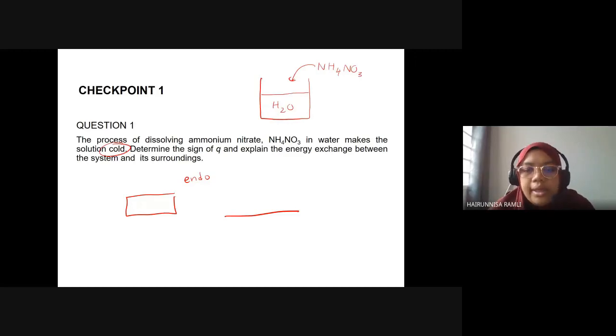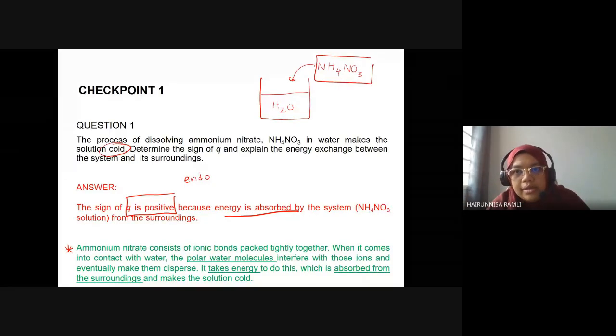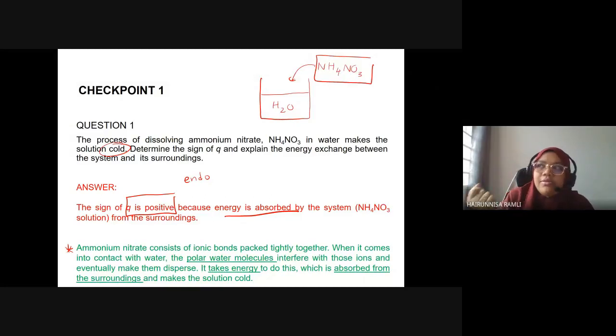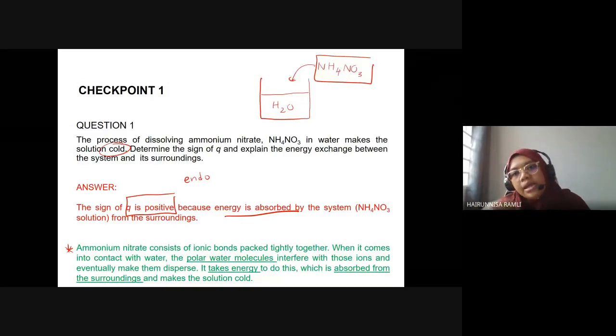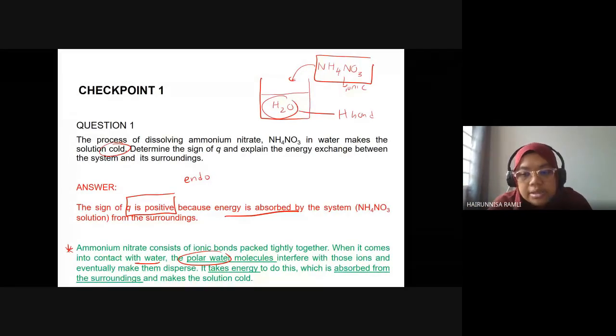So you kena tengok betul-betul, okay, the situation here is, okay, actually explanation dia, ammonium nitrate consists of ionic bond packed tightly together. So you imagine this is solid, dah packed together, okay, then you imagine macam you nak larutkan garam lah. Ammonium nitrate is garam kan? Nak larutkan garam lain, so dia solid. So when it comes into contact with water, the polar water, okay, remember this is polar molecules, dia ada hydrogen bond kan? Okay, will interact with this one. Yang ni ionic compound. Okay, so dia akan interact, dia bukan buat bond dia akan interact, okay, intermolecular forces with ion from this ammonium nitrate.